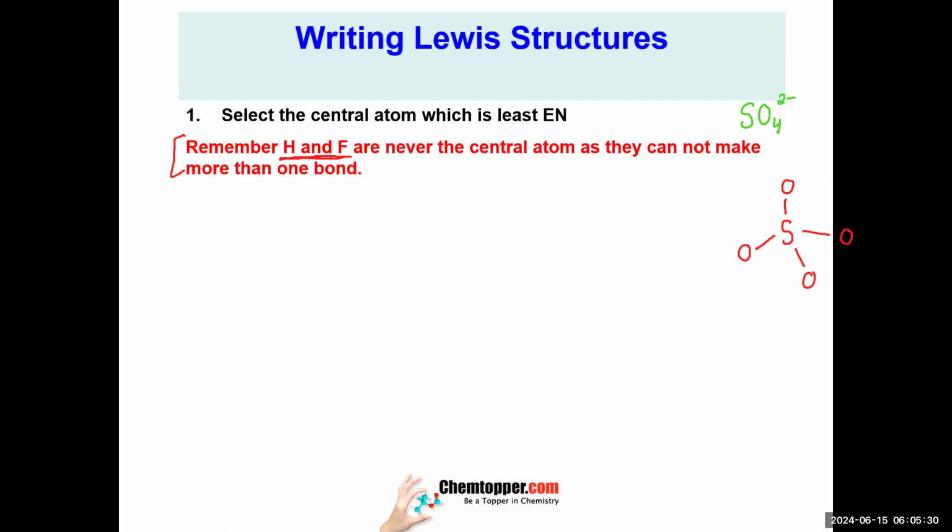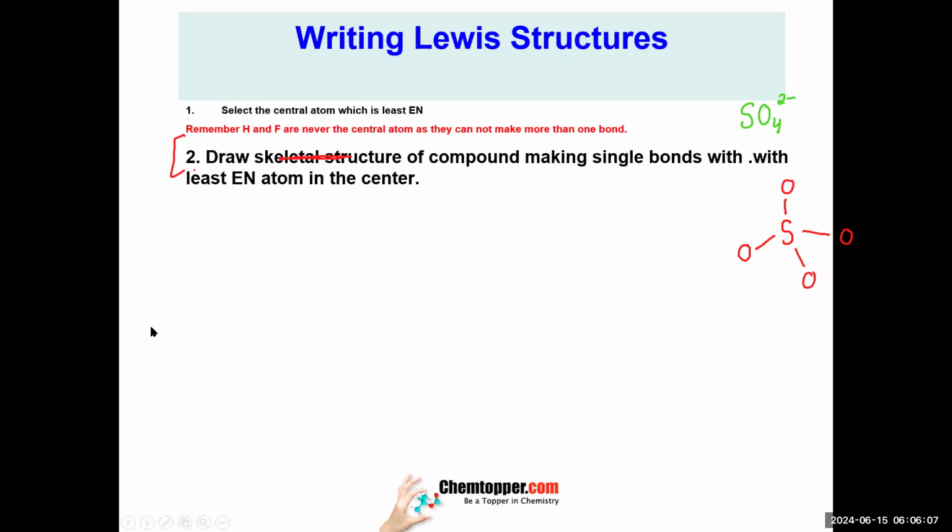Remember, hydrogen and fluorine are never the central atom as they cannot make more than one bond. You remember I was telling you hydrogen cannot make more than one bond, and fluorine cannot make more than one bond. So they can never be the central atom, because the central atom should be capable of making more than one bond. This is rule number 1, and this is rule number 2.